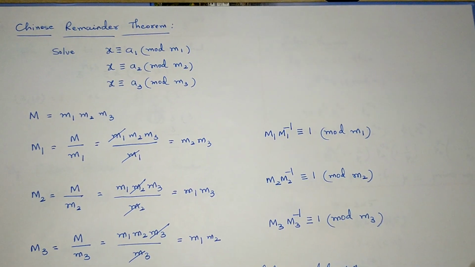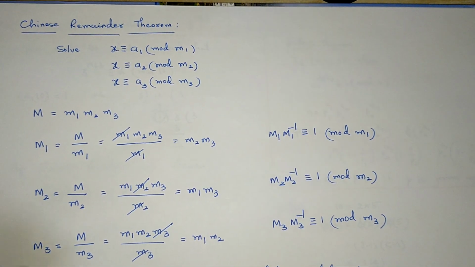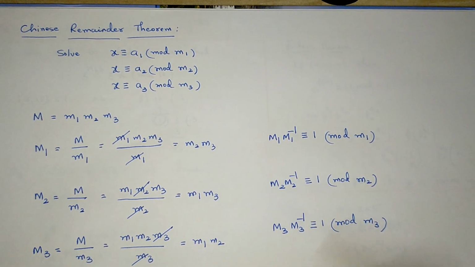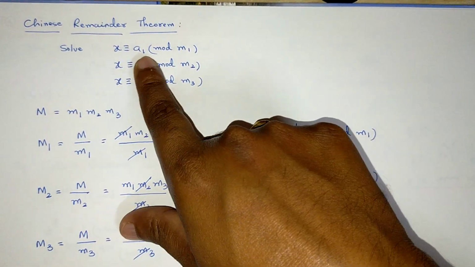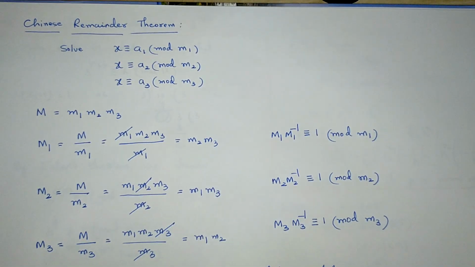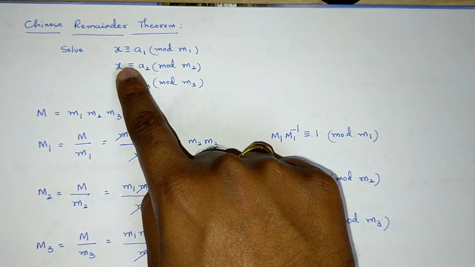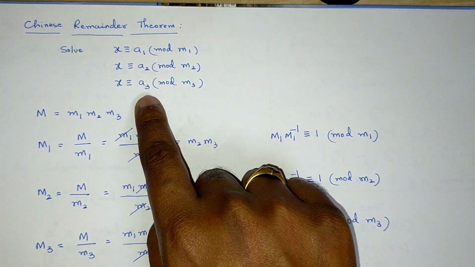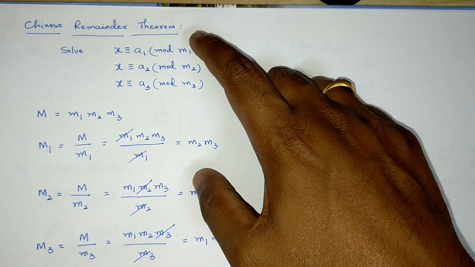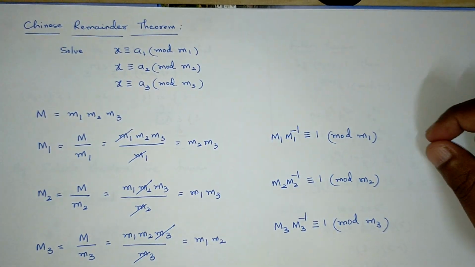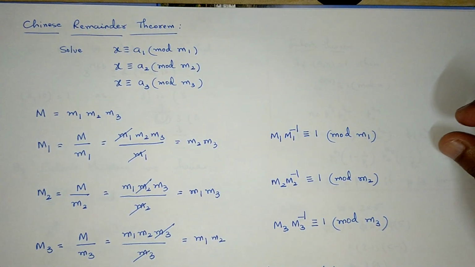Okay, so in this video let us learn the Chinese Remainder Theorem. Initially, we have to solve simultaneous linear congruences: x ≡ a1 mod m1, x ≡ a2 mod m2, and x ≡ a3 mod m3. Here m1, m2, m3 are pairwise relatively prime.